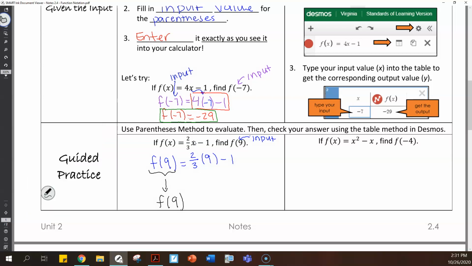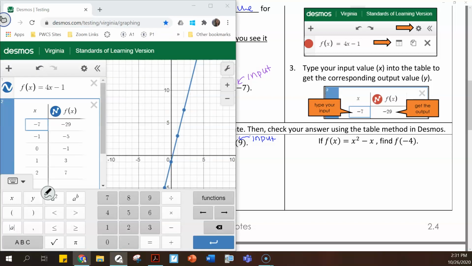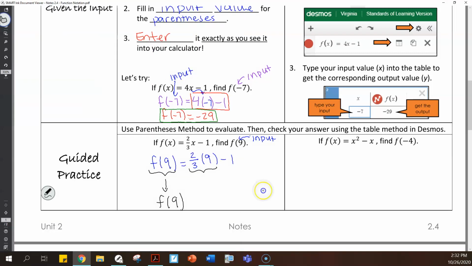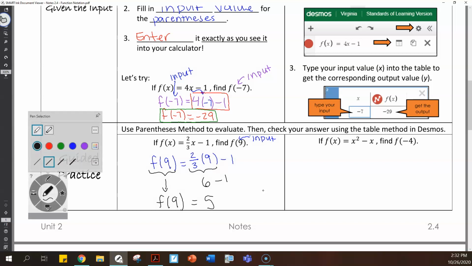So I multiply first. 2/3 times 9. I can do that right in Desmos or in my calculator. So 2/3 times 9 gives me 6 minus 1. 6 minus 1 equals 5. So in this case, I get f of 9 equals 5. So my input value was 9. My output value is 5.